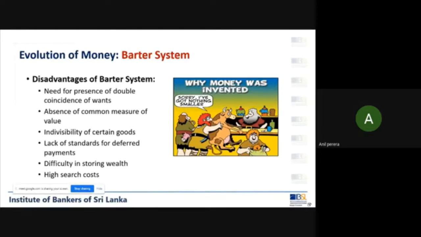For example, January 2021, question 3.4 is on briefly discussing five limitations of the barter system. So this was there even in your exam paper. So I'm just putting a star here because it's an important slide. So what are the disadvantages of the barter system? The first and most important disadvantage is you need to have the presence of double coincidence of wants.